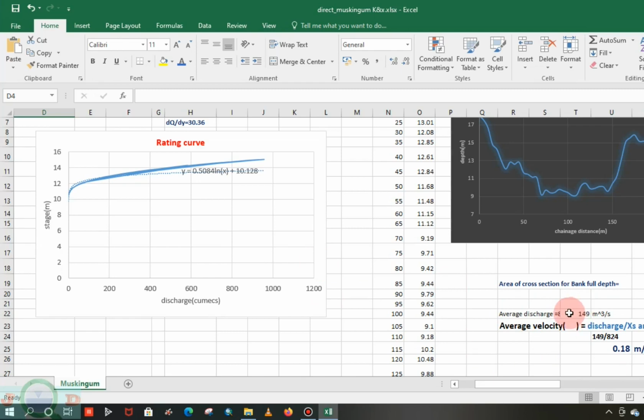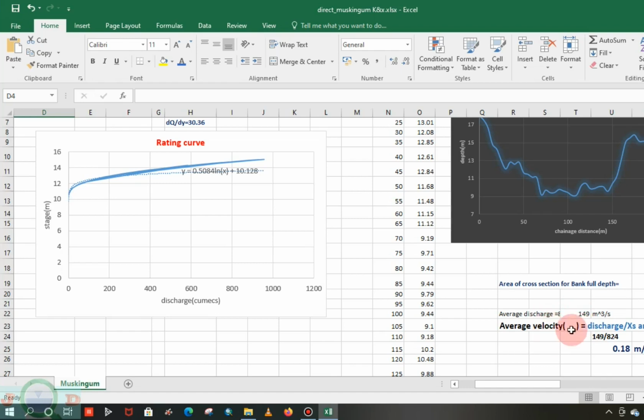So we are using this average discharge for the computation of the celerity. That's why I have considered the flood discharge. I have considered the average flood discharge that is generally in monsoon season, or you can call it the rainy season.